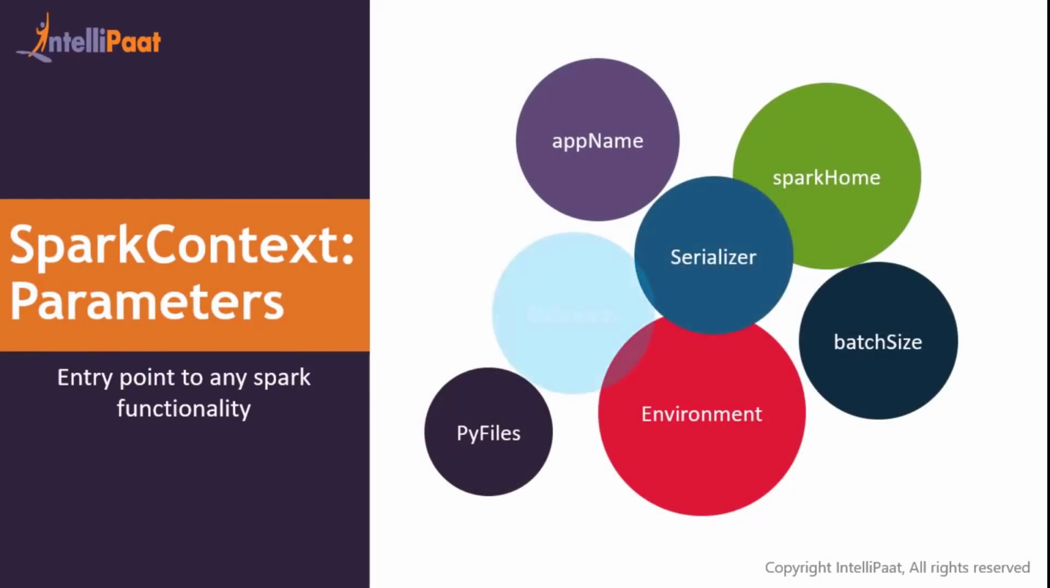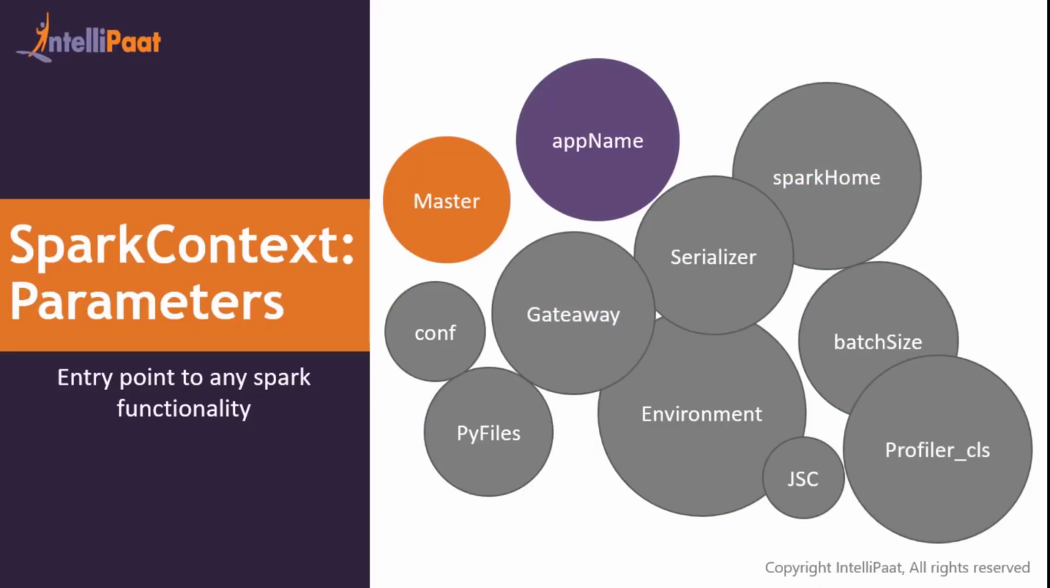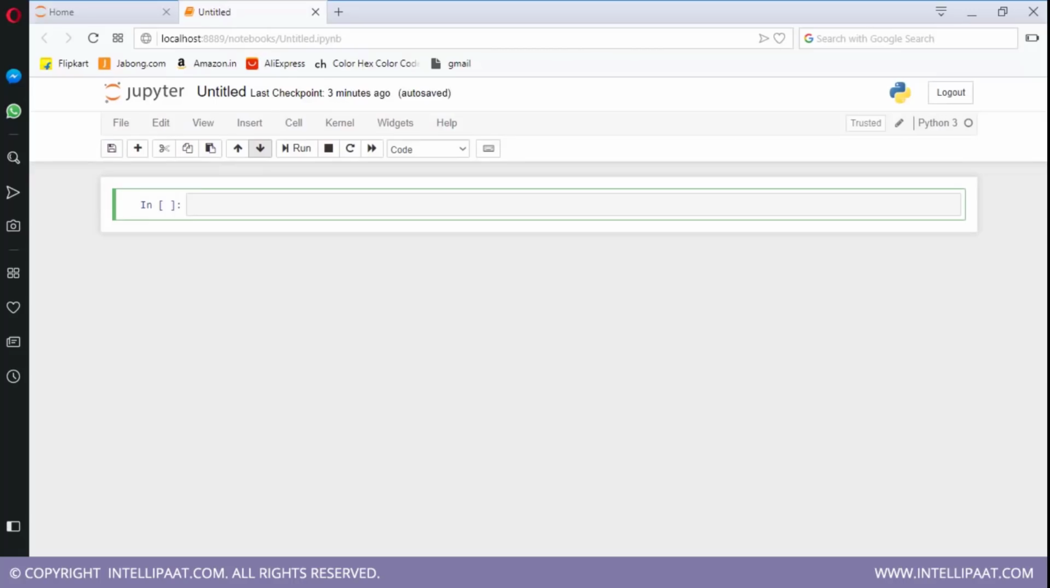Let's move ahead. Here are some of the parameters related to SparkContext: master, appName, sparkHome, serializer, gateway, conf, pyFiles, environment, jsc, profiler_cls, batchSize. Among all of these, only master and appName are the ones I use most frequently, so for this tutorial we'll focus on just these 2. The master represents the URL of the cluster it connects to, whereas the appName is nothing but the name of your job. Let me show you this with an example.